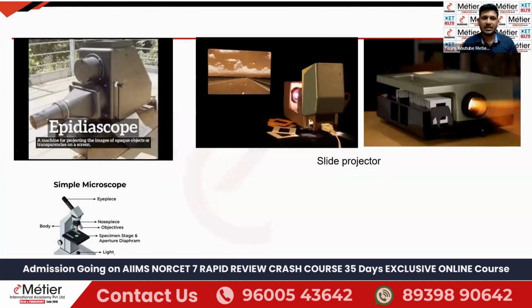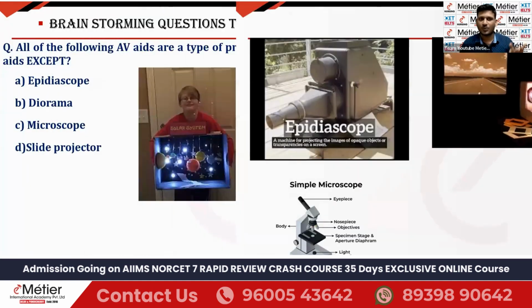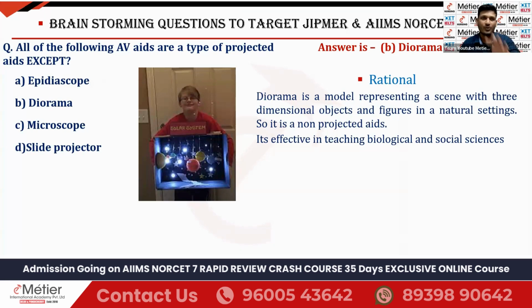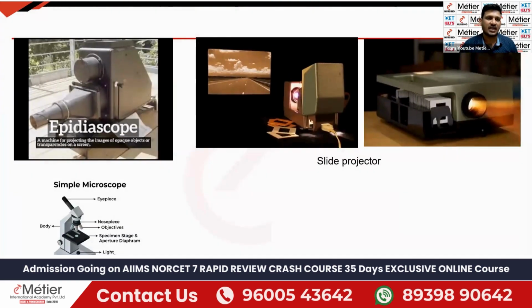So here you can see epidiascope. In this option, epidiascope is there, microscope is there, slide projector is there. You would have known about the microscope, whereas for slide projector and epidiascope, I would like to show the image, because image-based questions are very common nowadays. You can see here, this is the epidiascope. And this is a slide projector. You can see the slides here. They will be keeping the slides like this, and the image will be viewed here. So this is called as what? Slide projector. In the slide projector, slide is present and it is projected onto the screen. And this is the simple microscope. Hope everyone knows about this.